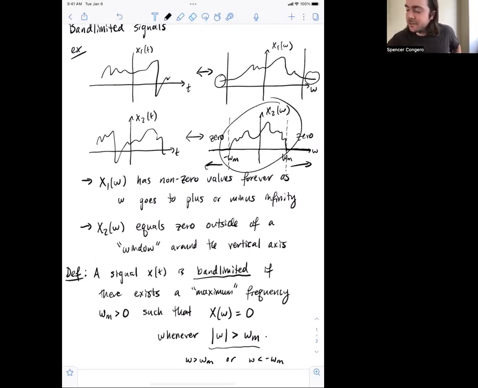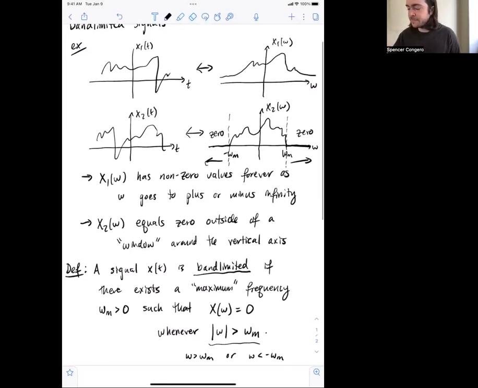Versus this function, just looking at it, of course it's band limited because it equals 0 outside of this window. It's limited to this frequency band, right? It's only non-zero in this range. Okay, so that's all band limited is saying. This is the precise mathematical definition.